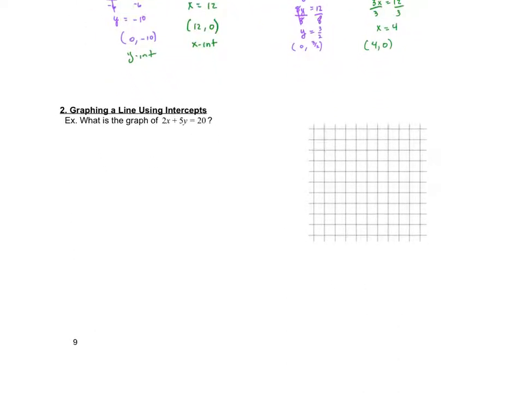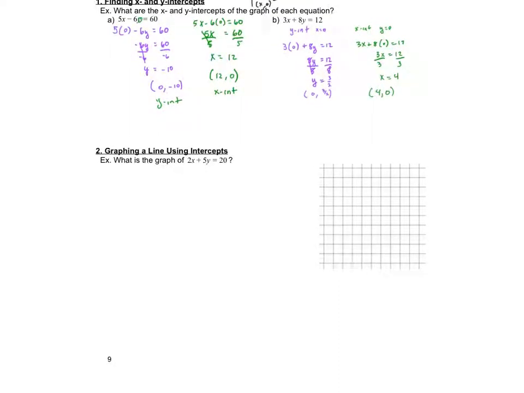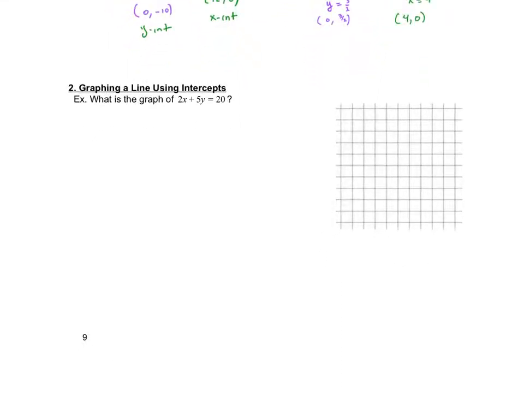So now if we graph a line using these intercepts, if I go back to calculating my y-intercept, again, it is when x is equal to 0. So that would be 2 times 0 plus 5y equals 20. And then that becomes 5y equals 20. So you divide both sides by 5 to isolate your y. And y then is 4. So I know then that my y-intercept is going to be 0, 4.